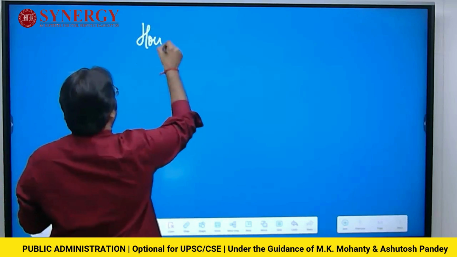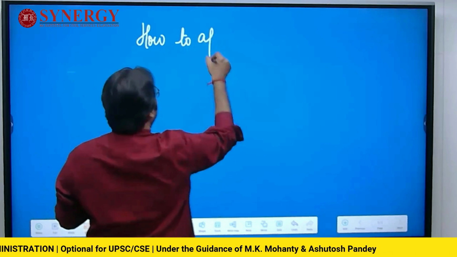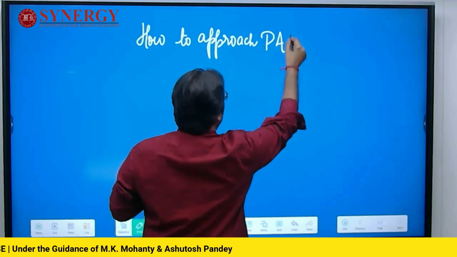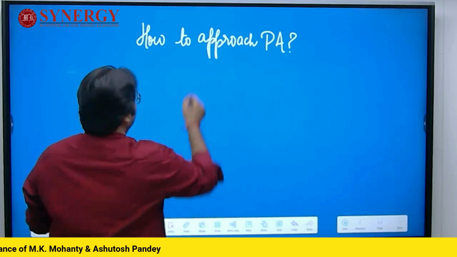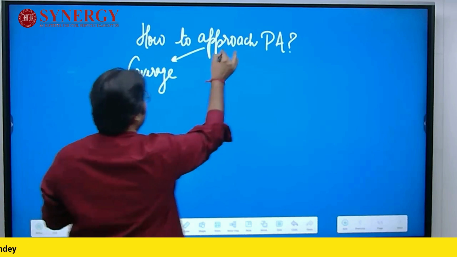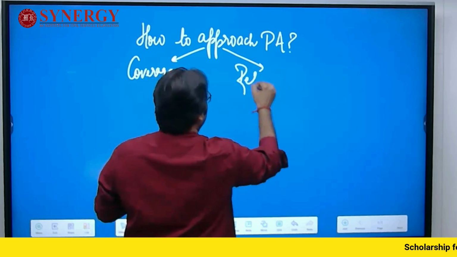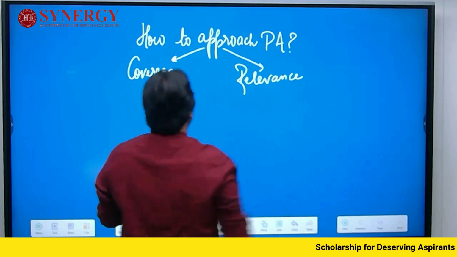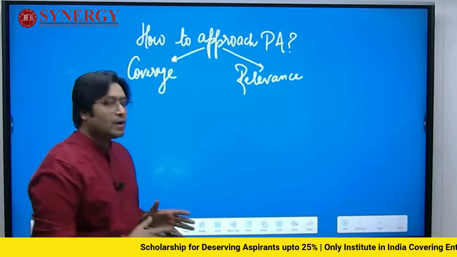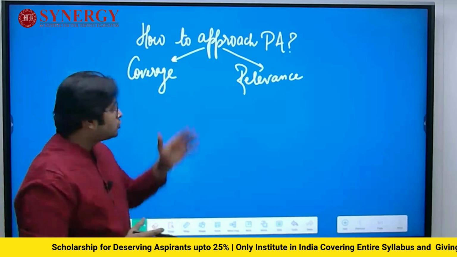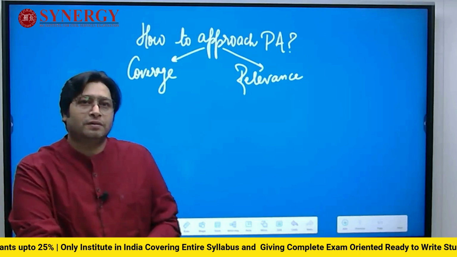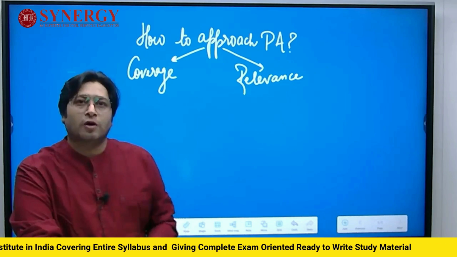So I would like to bring this very brief discussion into two parts. Let's say we talk about how to approach public administration as an optional. Now it will have two parts. One is the coverage, fine. The second would be the relevance. Somewhere there is a collaboration between the two. Both should come together to give what you call success or marks, or the edge, the advantage that you will have using this optional.